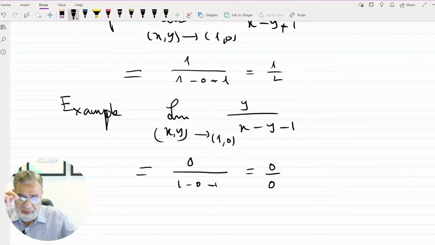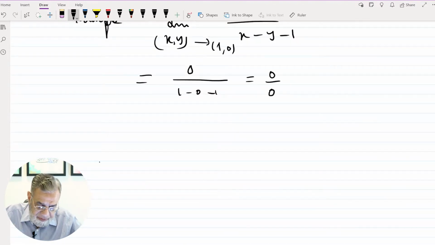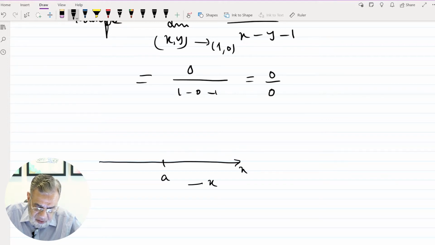So in some cases when it's 0 upon 0, we have to check whether the limit exists. In the case of one dimension, it was very easy: we have only one value a on our x-axis, so we say x goes to a from the right and x goes to a from the left, that is, a plus and a minus.